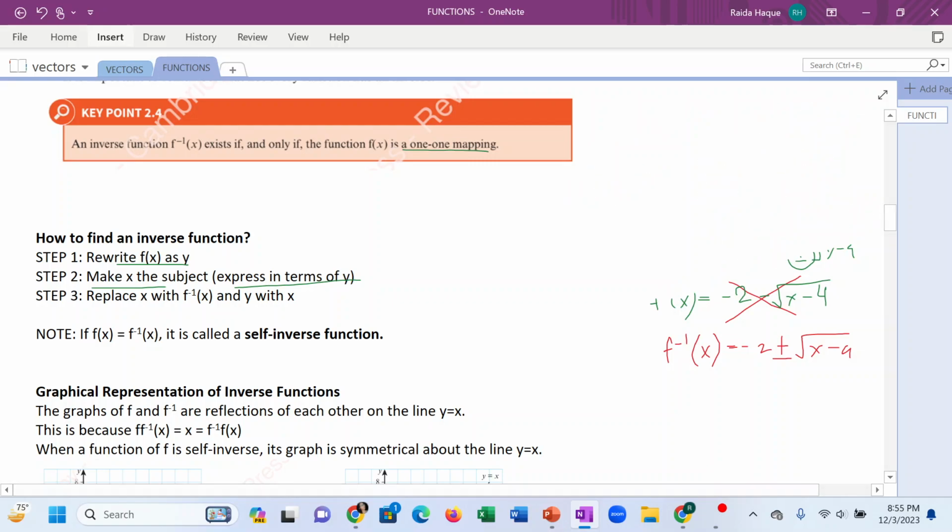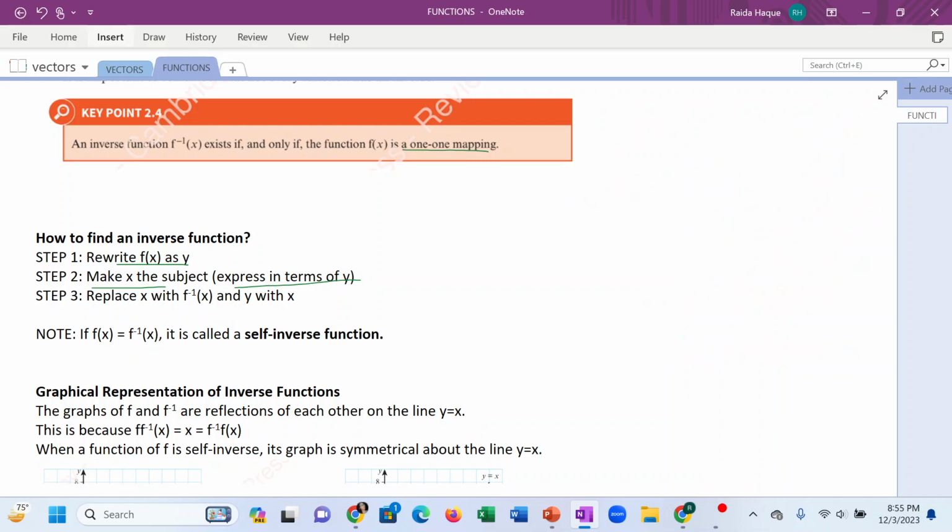Now let us look at a very special scenario. What if we found out the inverse of f(x) and we resulted in an expression that is exactly identical to the expression we started with? That is, what if f inverse x is equal to f(x)? What then? That is a scenario where we call it a self-inverse function.